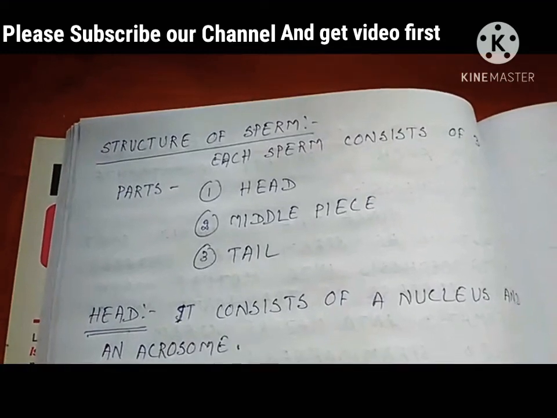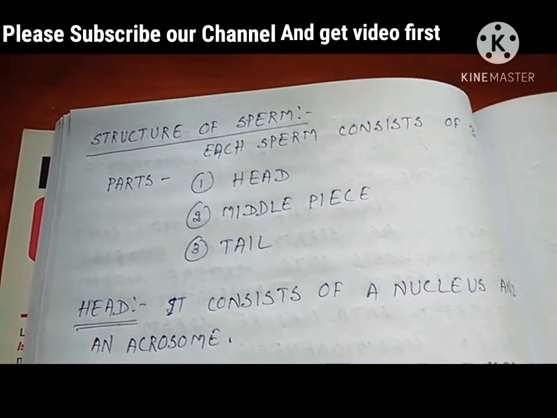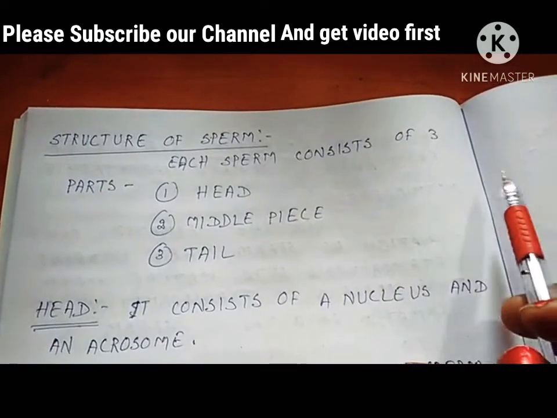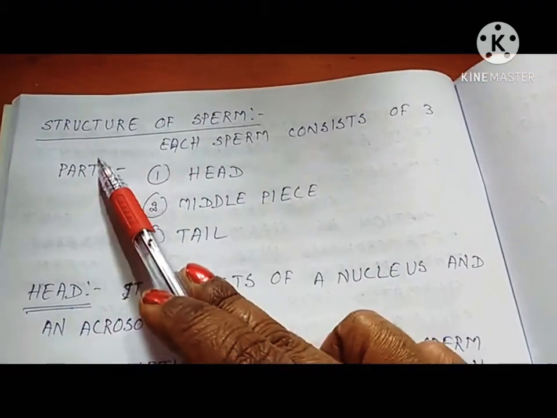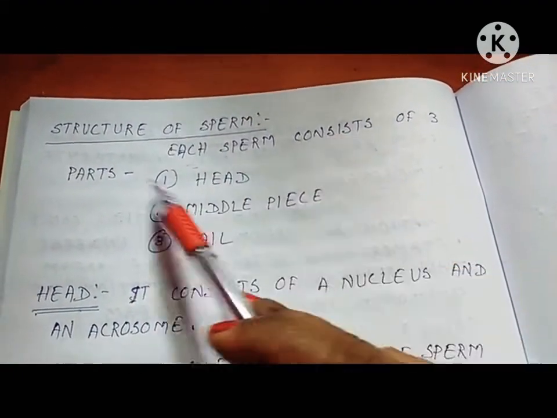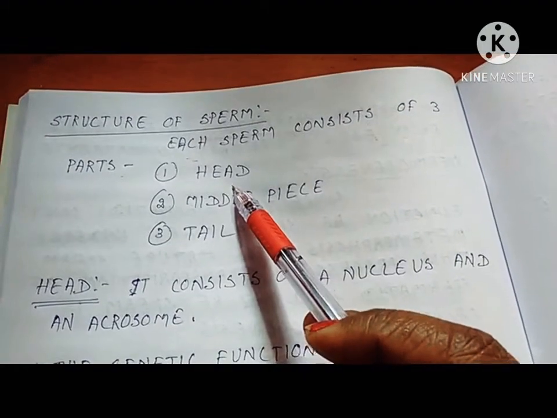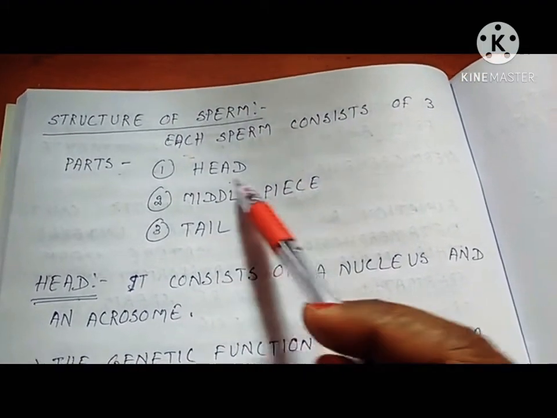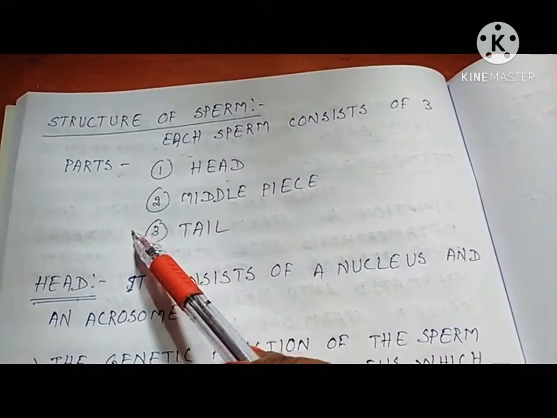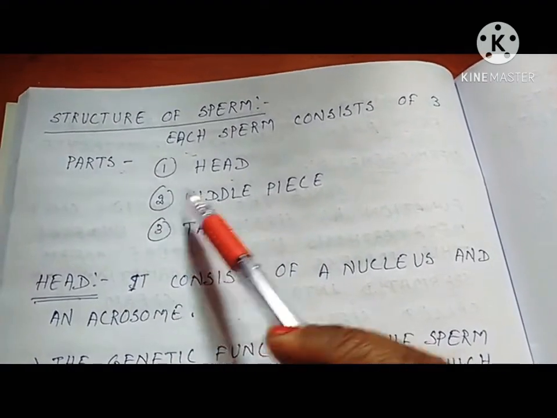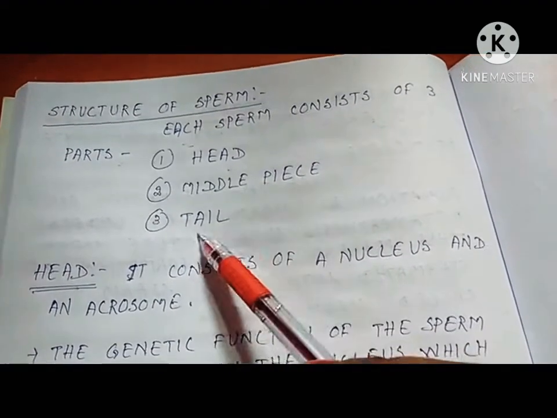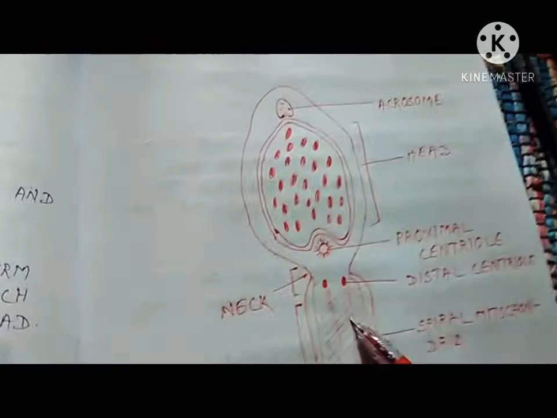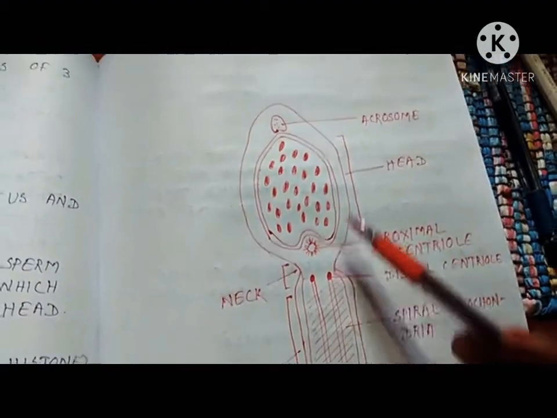Now I am telling about the structure of human sperm. Each sperm consists of three parts: head, middle piece, and tail. A typical human sperm is divisible into these three parts. This is the diagram of sperm.